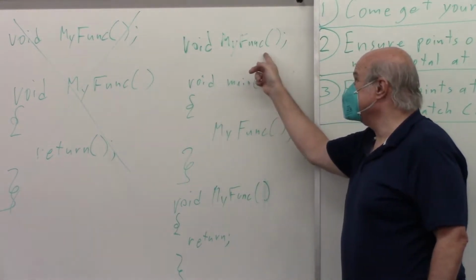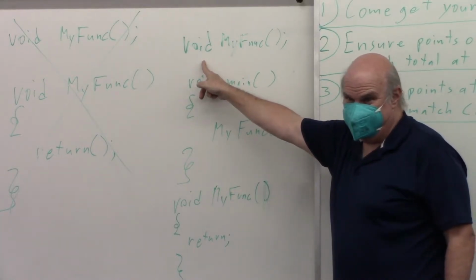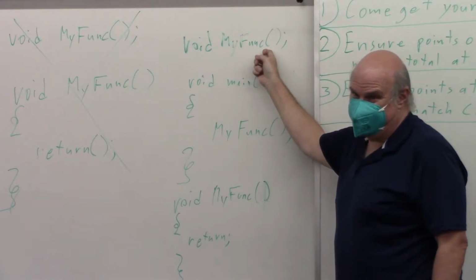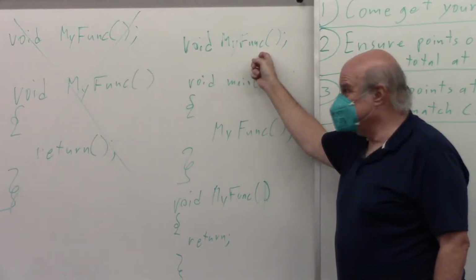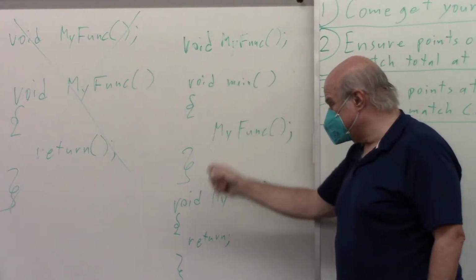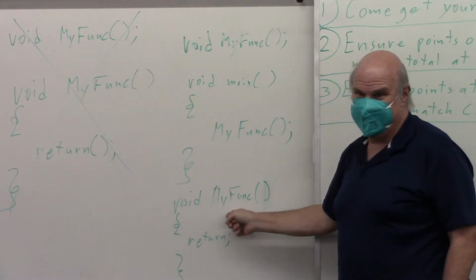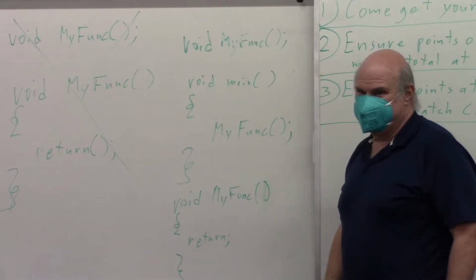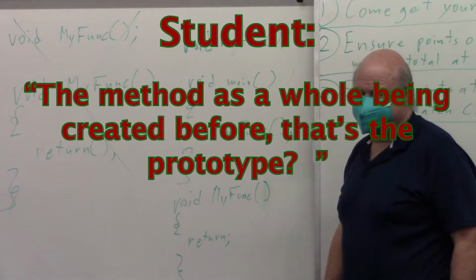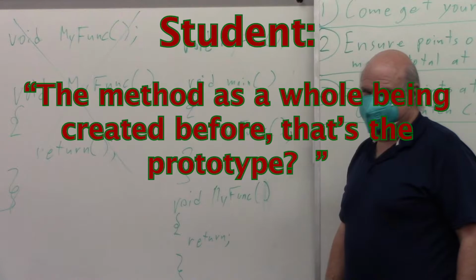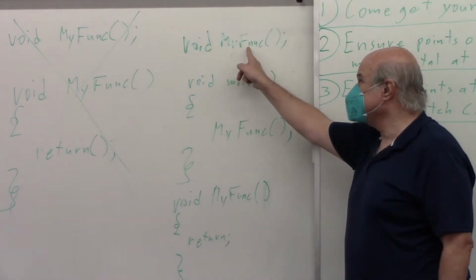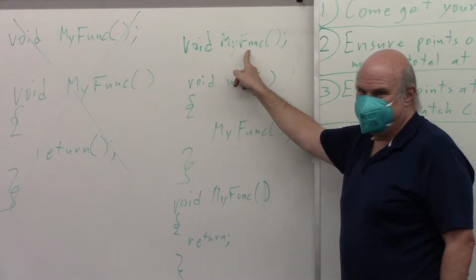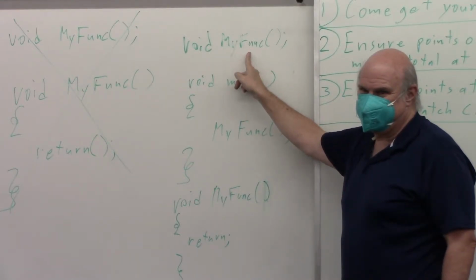This is the signature: the return type, the name, and the parameter list. You see the same signature in both places, because you have to. The signatures have to be identical. Okay. But then the method as a whole being created before, that's the prototype? This is the prototype, just the my func and the parameter list. Yep, this is the prototype.